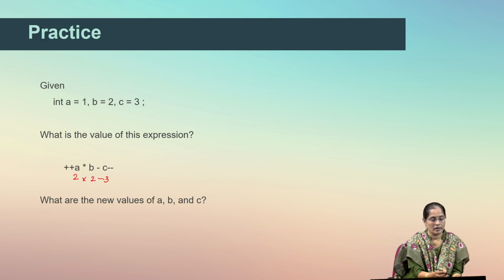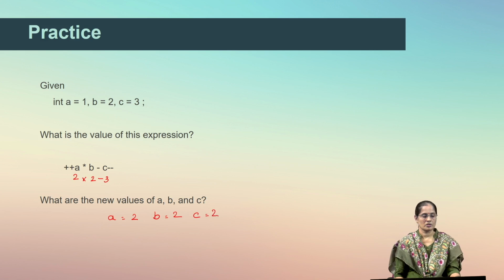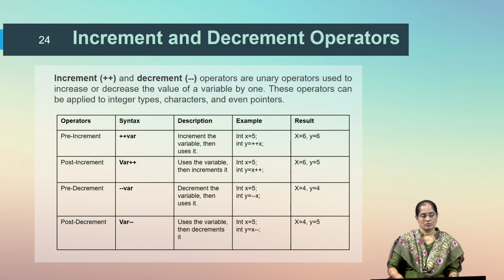So, when we calculate the values of a, b and c, a's new value is now 2, b's new value is now 2 again, c's value is actually decremented by 1. So, it becomes 2. So, this is how we can calculate the values. Okay. So, some more examples are given here, you can refer to it, it is operated in the similar way.